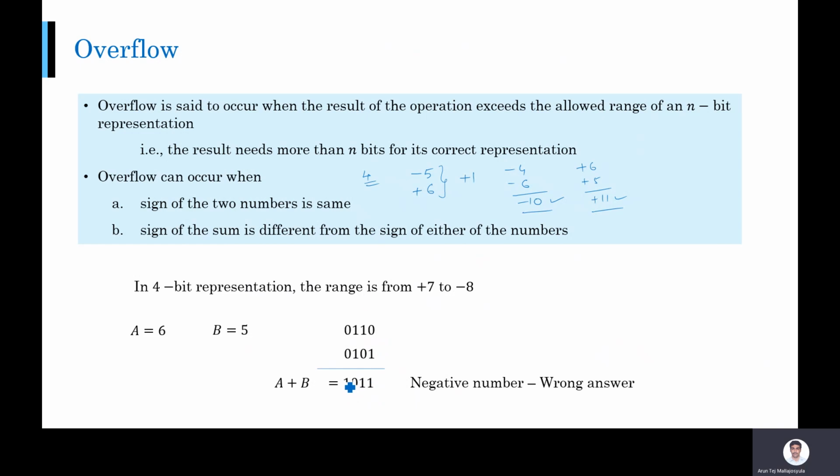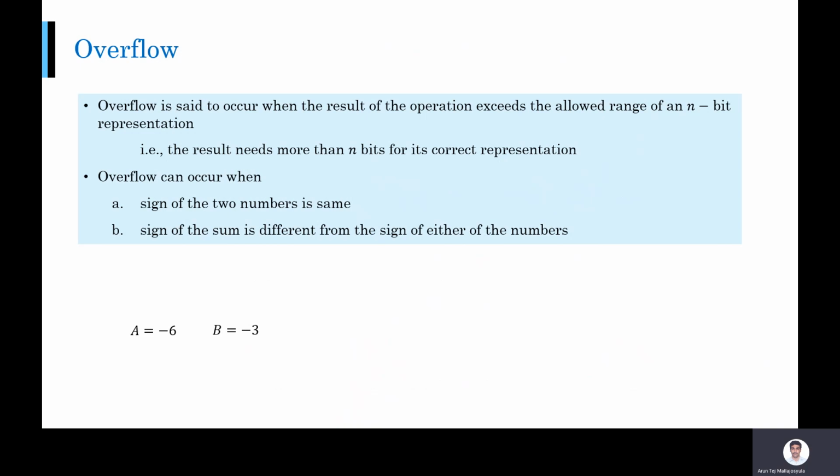Now what is 1011? It's a negative number, right? Because the first digit is 1. In 2's complement representation, this is going to be a negative number. So obviously your answer is wrong because you know that your answer is a positive number 11. It cannot be represented. So that means you are getting an overflow when you do this operation. So this is the wrong answer.